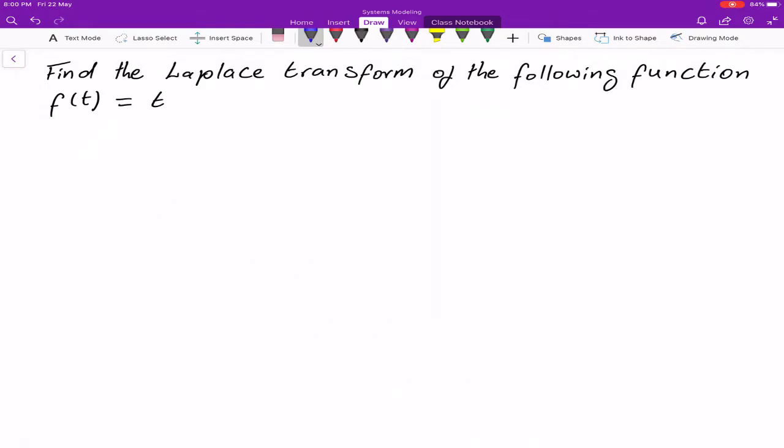Our next example, we are going to look at the Laplace transform of a unit ramp. So the function is t. Now, a little bit about the unit ramp. A ramp input is assuming that you have a system, right?